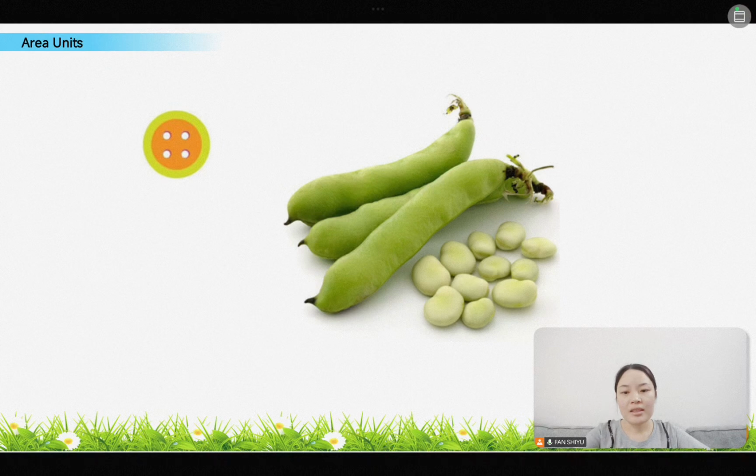After that, find objects in daily life with an area of approximately 1 square centimeter. For example, the size of our fingernail, the surface of a pea, the size of a button are all about 1 square centimeter.